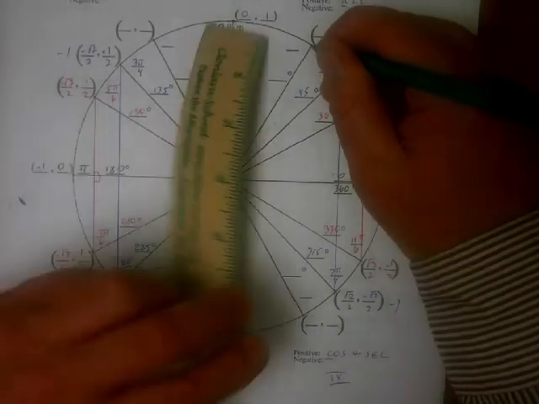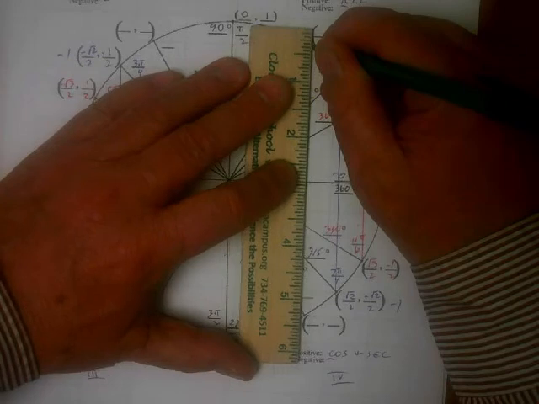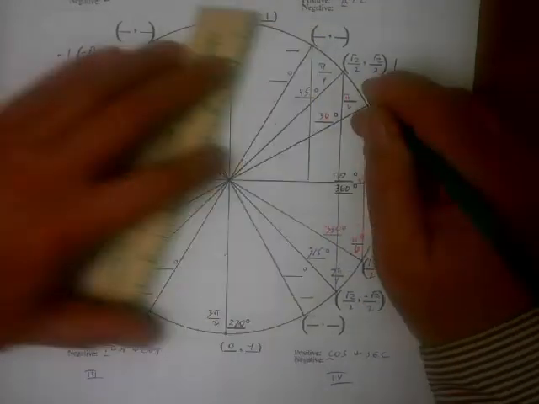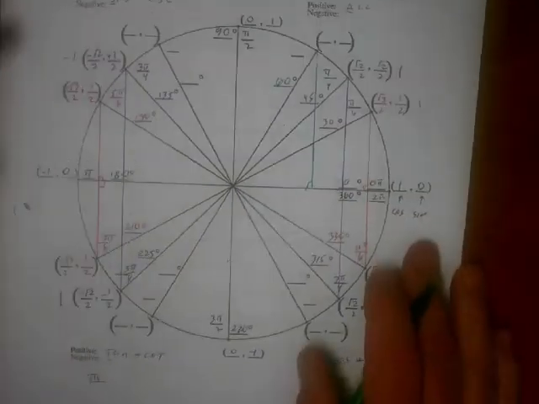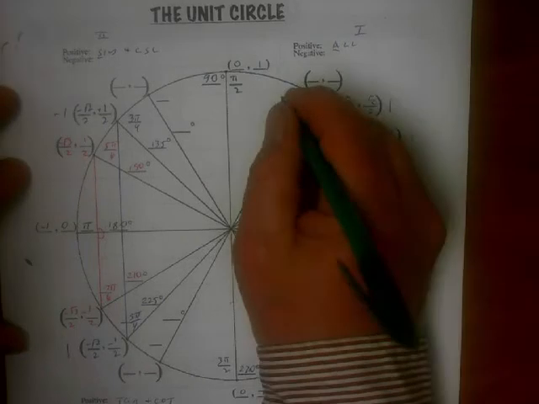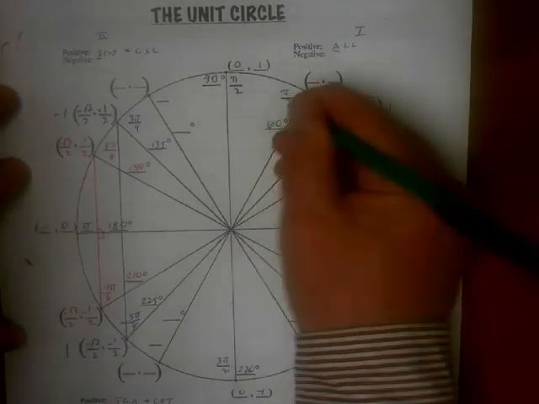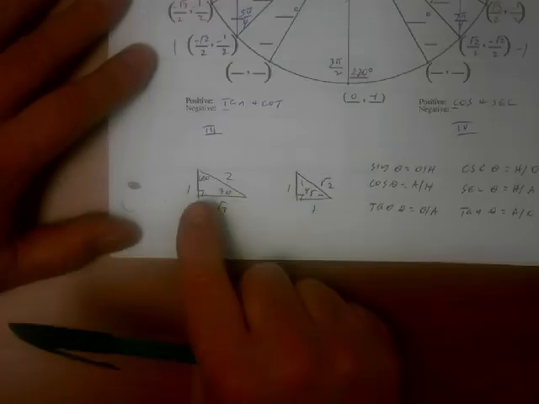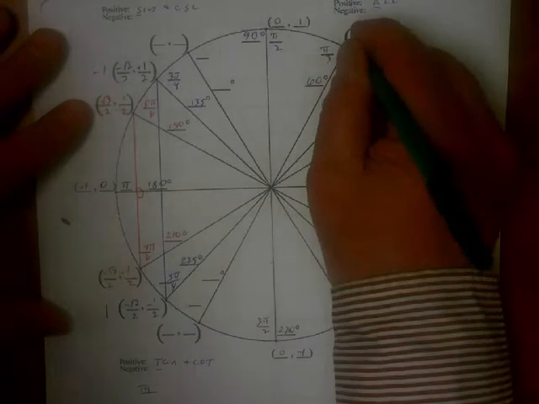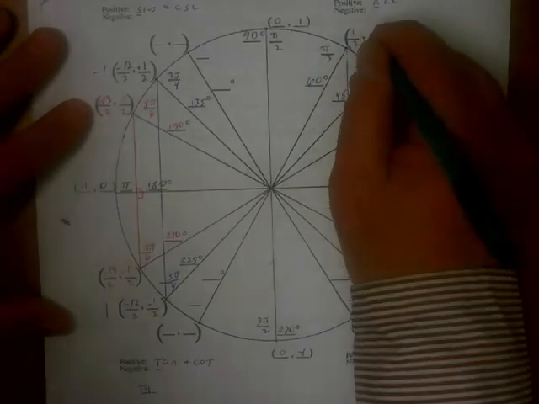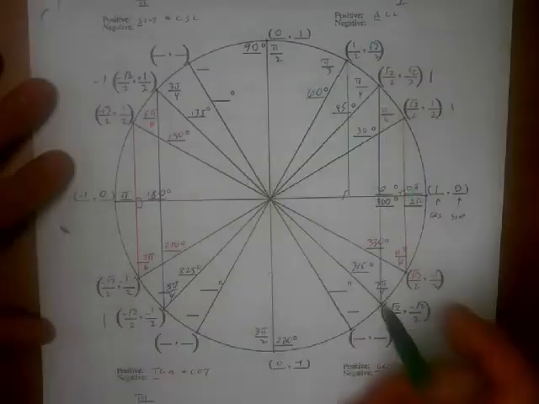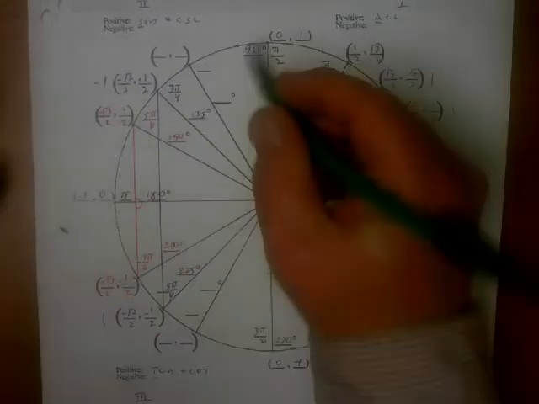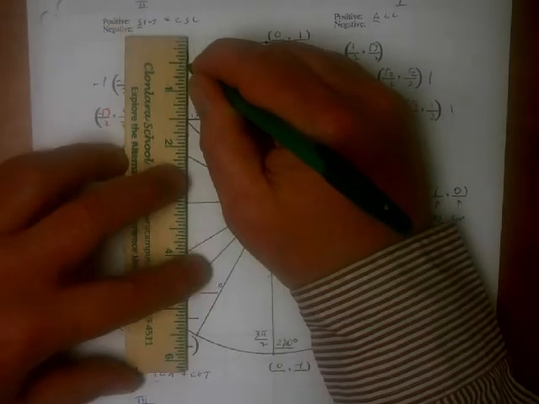We're almost done. Let's take a look at this angle. For this triangle here, that's a 60-degree angle, which is pi over 3. Cosine of 60 degrees is 1/2. Sine is root 3 over 2.